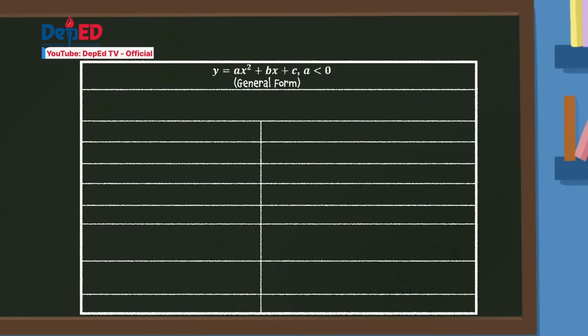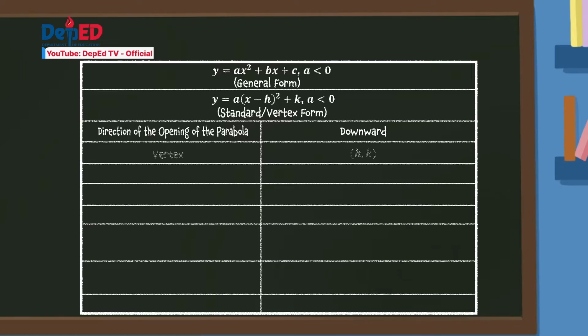As a summary, let's see this table. Given a quadratic function written in general form, it can be rewritten in standard or vertex form. And if a is less than 0, the following are the characteristics of the function and its graph. First, the direction of opening of the parabola is downward. Second, its vertex is described by the ordered pair (h, k). Third, the function has a maximum value which is equal to k.